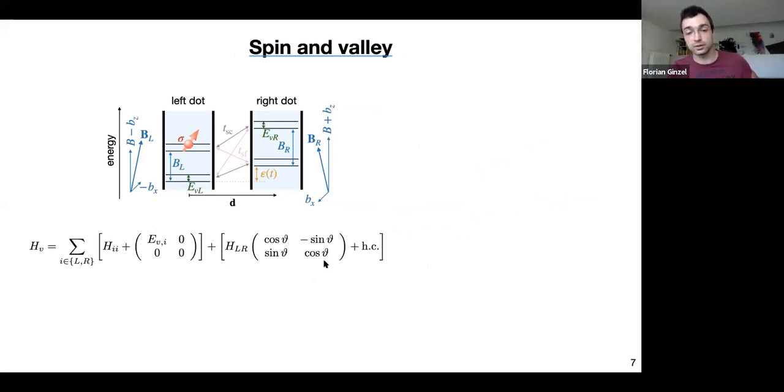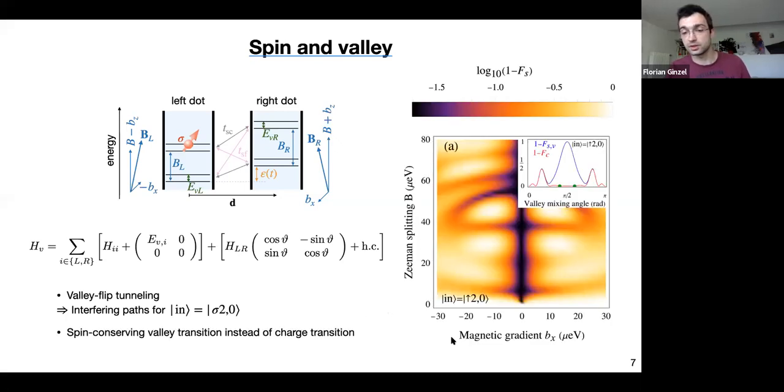And this angle here now gives rise to a valley flip tunneling term, pretty similar to the spin flip tunneling. That means if the excited valley state is prepared, then we can also see some of these interfering paths, which here in the same plot, just a magnetic gradient and valley splitting again. Now for the excited spin and valley state.